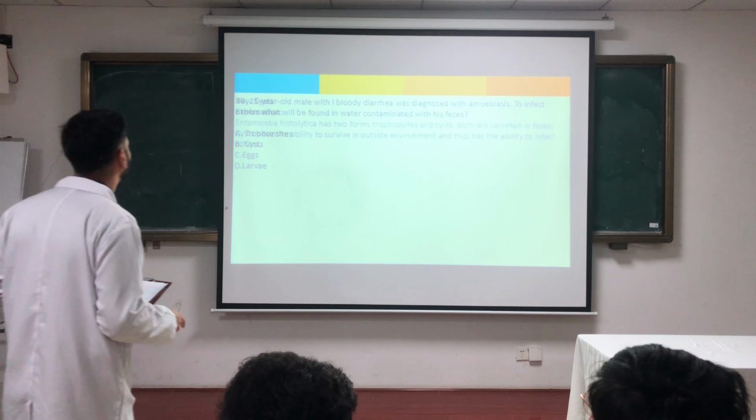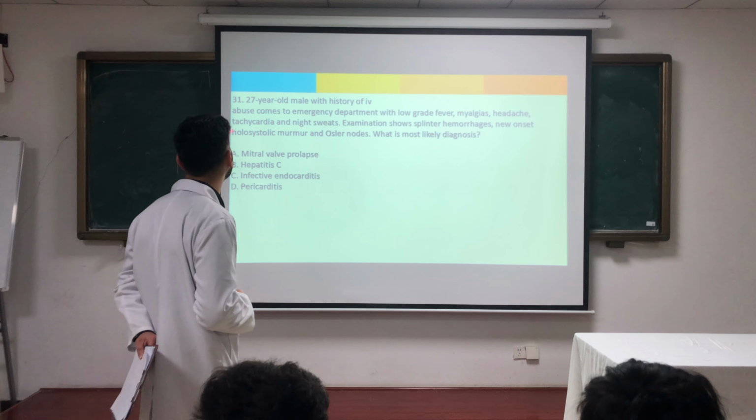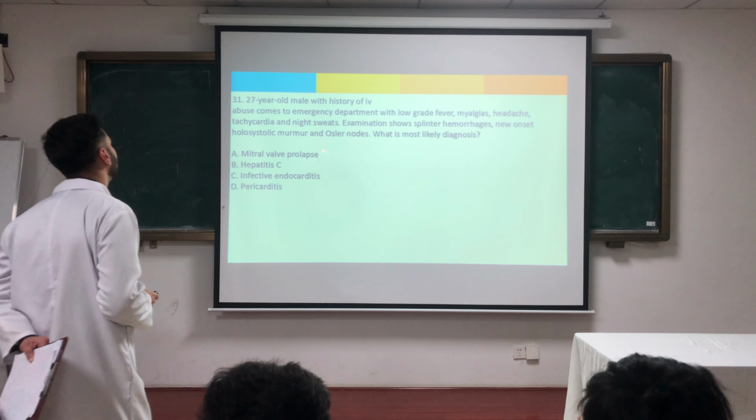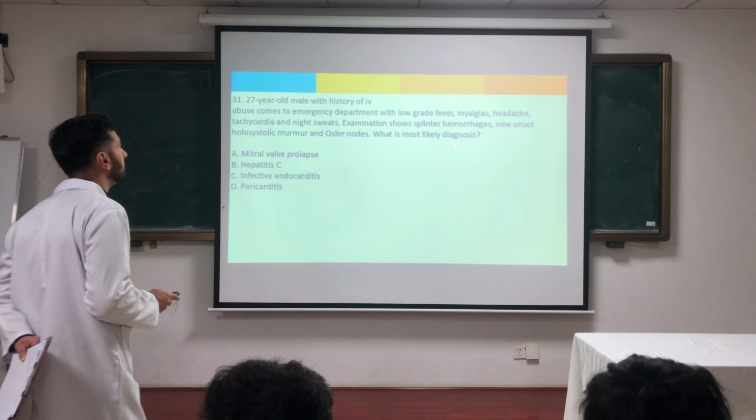So, a 27-year-old male with a history of IV drug abuse comes to the emergency department with low-grade fever, myalgia, headache, tachycardia, and night sweats. Examination shows splinter hemorrhages, a new-onset holosystolic murmur, and Osler nodes. What is the most likely diagnosis? Mitral valve prolapse, hepatitis C, infective endocarditis, or pericarditis. Okay. Now who wants to give the answer?